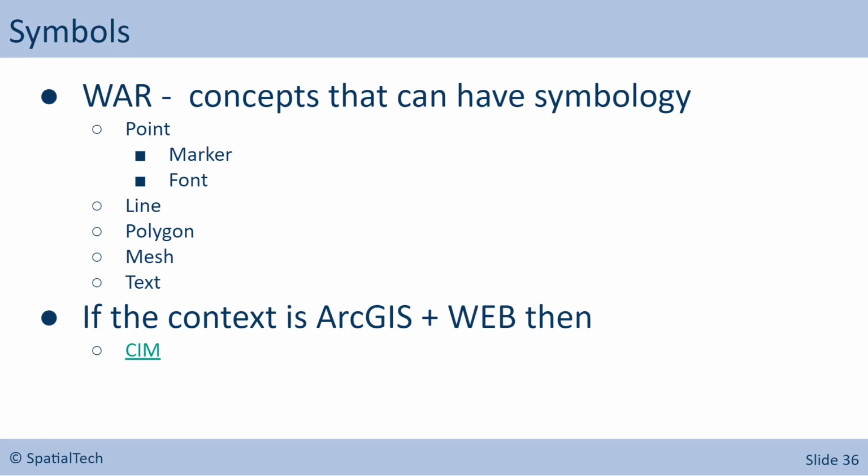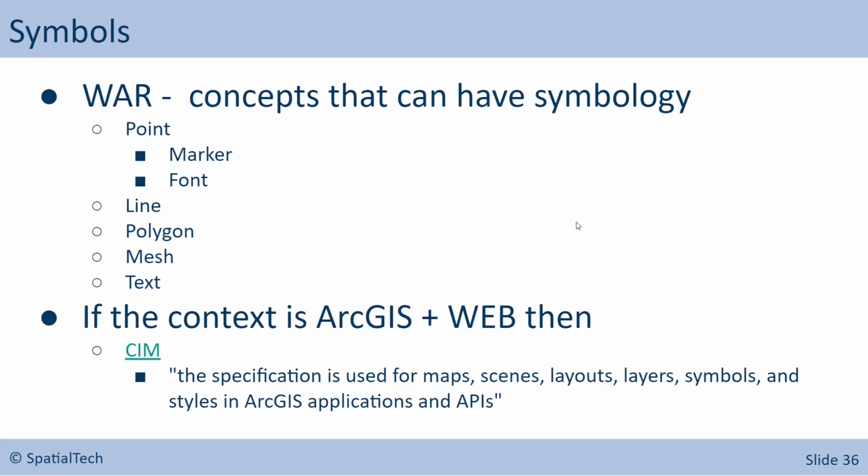Now I'm not sure, is it that every symbol in Pro will be supported automatically on the web? You could get into a little bit of a gotcha situation where you picked a symbol that wasn't. That still might exist, right? So again, this is from the horse's mouth, from their site. Specification is used for maps, scenes, layouts, layers, symbols, and styles in ArcGIS applications and APIs. So this is them, right? The hope would be that if you do something in Pro, it'll be part of this CIM, cartographic information model, and then it will automatically be supported on the web.